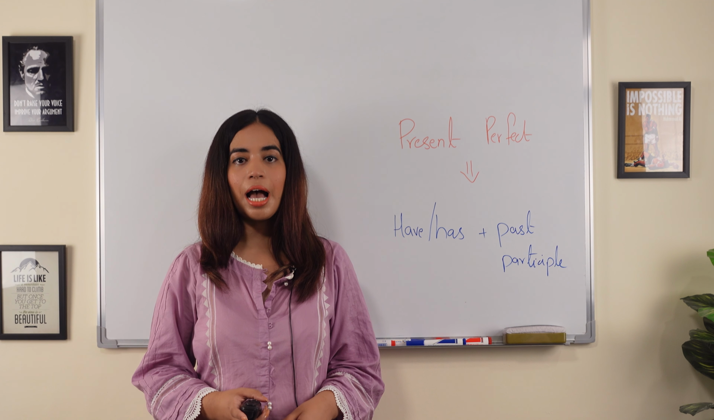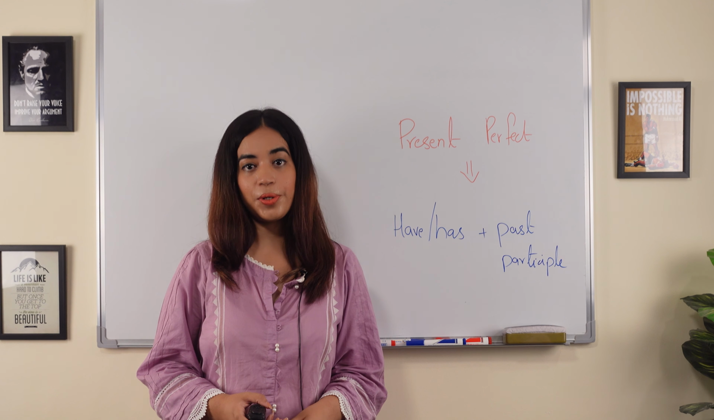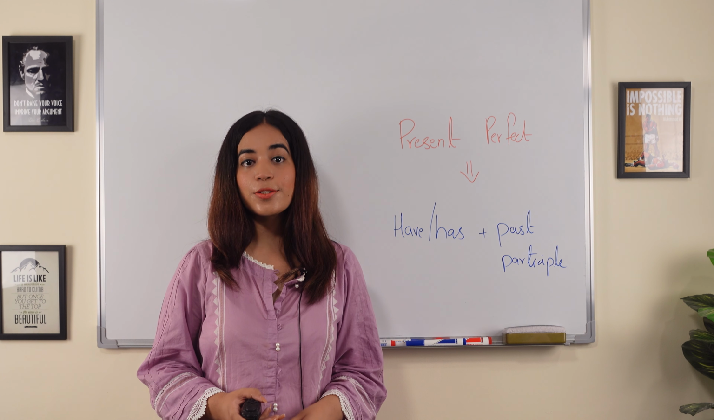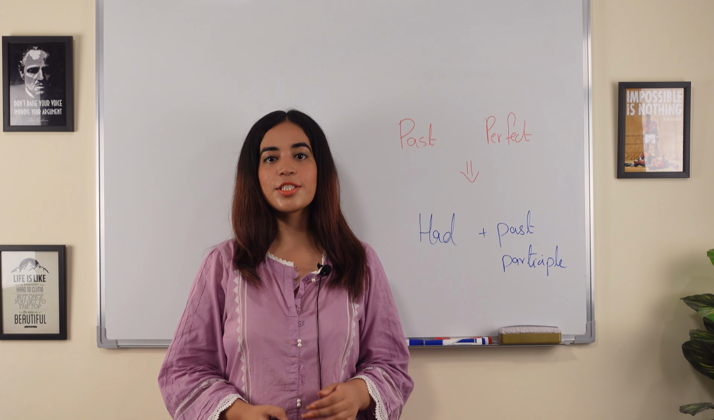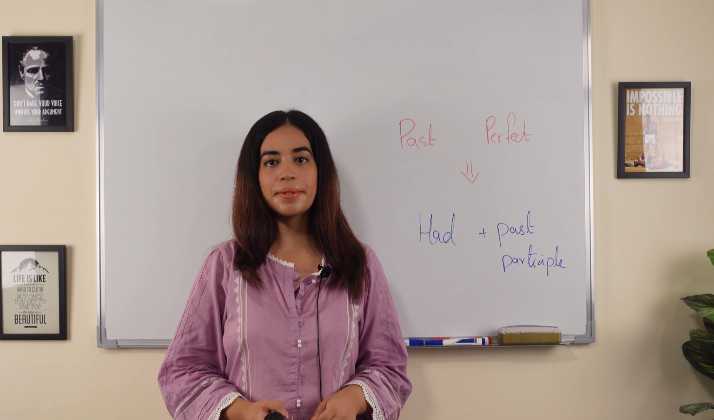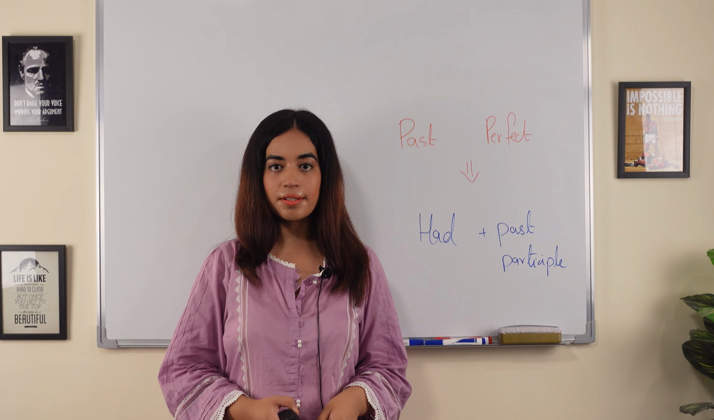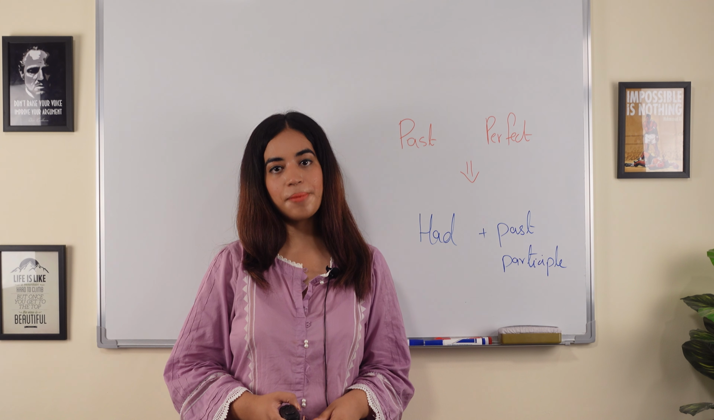For example, I have lived in London for 3 years. Or he has eaten sushi before. See how that works? The past perfect tense is used to express something that happened at a specific time in the past. The structure is had plus past participle.